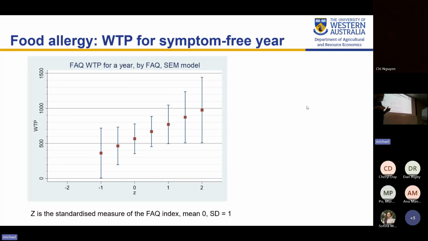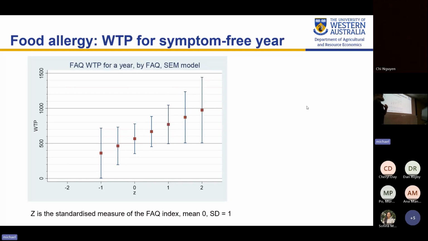Z equals 1 means that I'm 1 standard deviation away from the mean. I'm 2 standard deviations. There's hardly anybody up at that part of the distribution, but there's a few people who've got this really high level of the condition. So what are we seeing? Well, we're seeing what we'd expect to see: those who have got a high value for the condition are willing to pay a lot. They're willing to pay $1,000 in order to get out of this condition for a year.